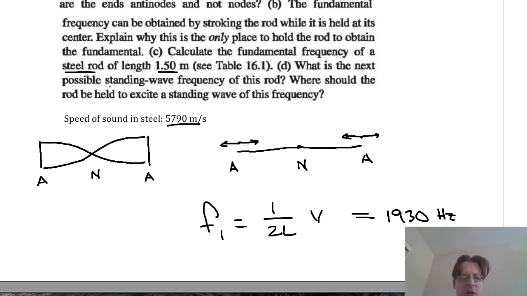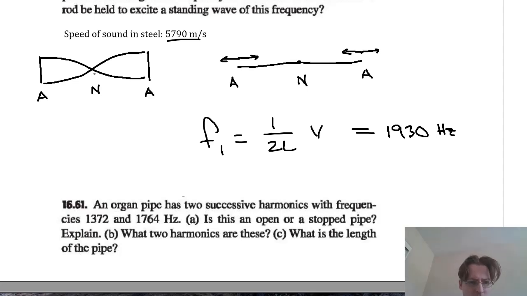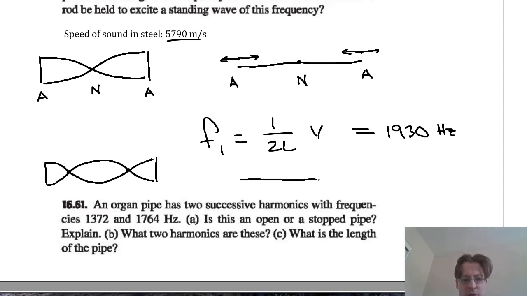Then we want to predict the next possible standing wave. So what would the next one look like? Well, as you go from one harmonic to the next, you always just fit one more node in the pattern. So it has to have antinodes at both ends. But now there's an extra node in between. An extra half wavelength is present. For a string, it would look like that. For our rod, it would look like this. The ends are always antinodes.